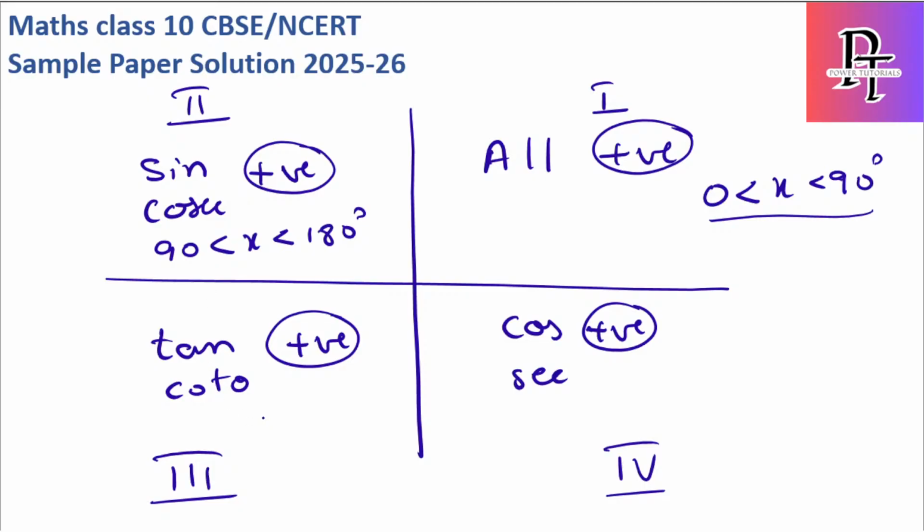In the third quadrant, which is 180 less than x less than 270, tan and cot are positive. And in the fourth quadrant, which is 270 less than x less than 360, cos and secant are positive. So if you have an angle somewhere in this range, then these are positive. Between these two angles, this is positive. If the angle is in this range, sine and cosecant are positive.